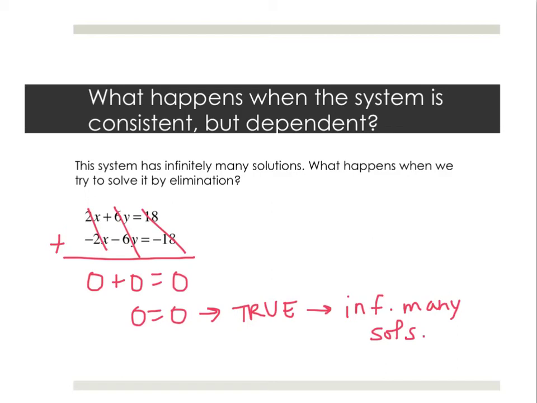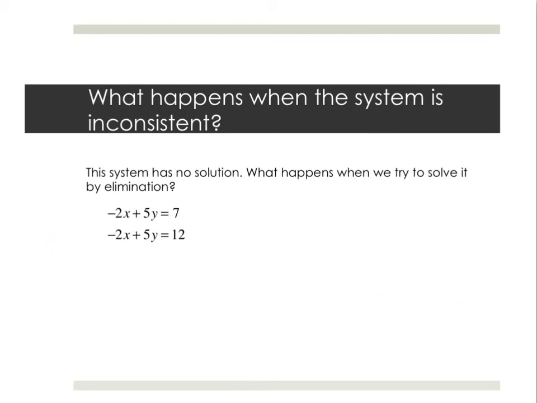What about what happens when the system is inconsistent? So let's try this one. Well, this system is not quite ready for elimination. Let's multiply the whole second equation by -1. So the first equation is still negative 2x plus 5y equals 7. And the second equation is now 2x minus 5y equals negative 12.